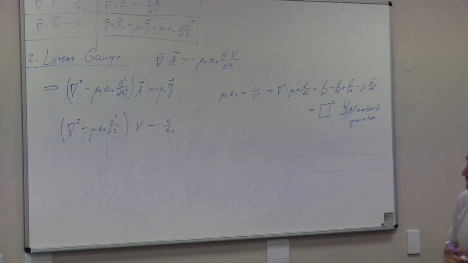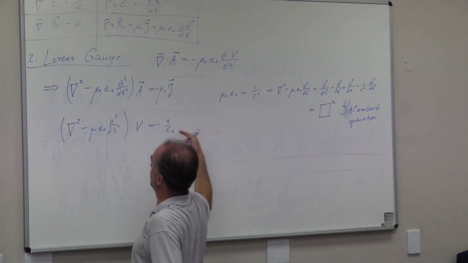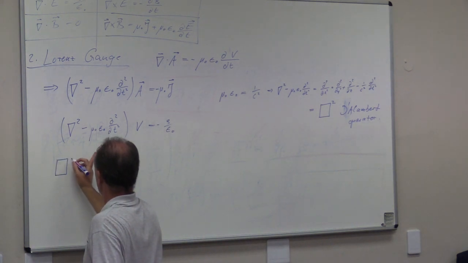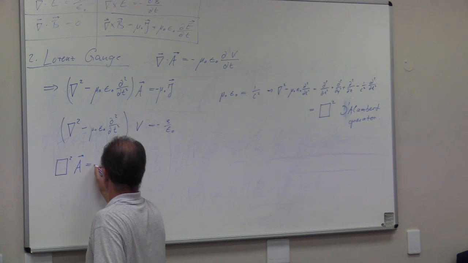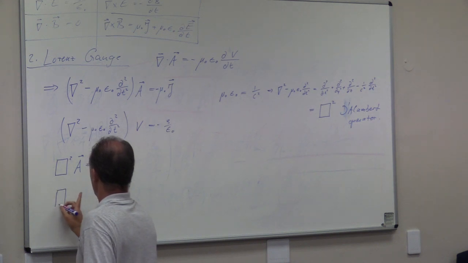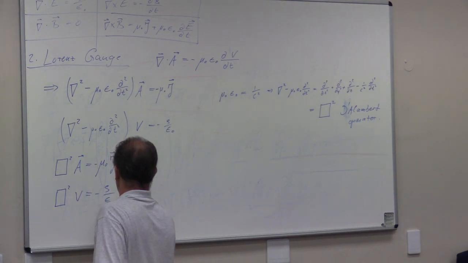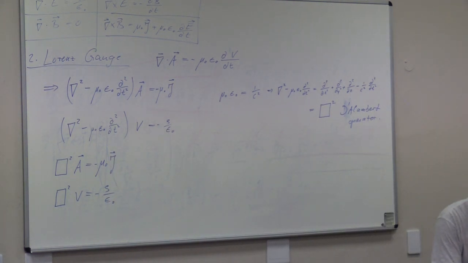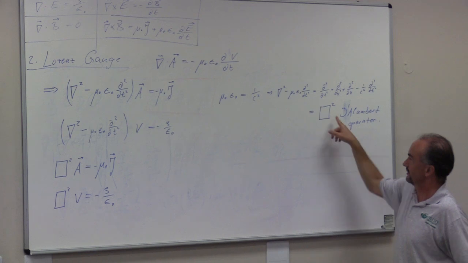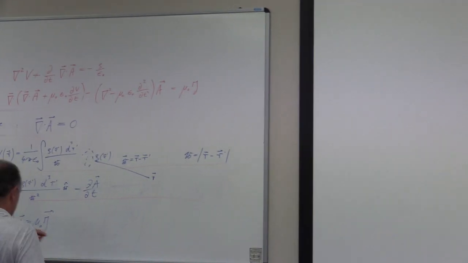So with that definition, of course, we have our connections between charges and currents and the potentials as simply the D'Alembert of A equals minus mu naught J, and we have the D'Alembert of V equals minus rho over epsilon naught. Of course, from here to here, we've really not done anything other than just rewriting this differential operator. Good.